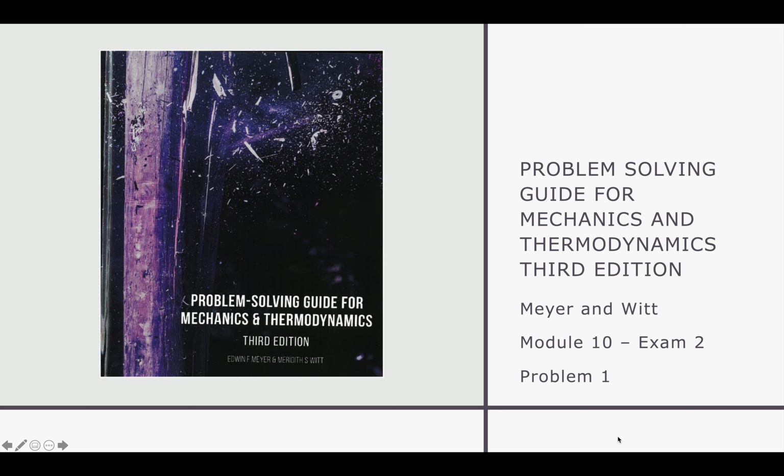This is a walkthrough of Problem 1 on Practice Exam 2 of Module 10 in the book Problem Solving Guide for Mechanics and Thermodynamics. We have a 500-gram chunk of brass at 800 degrees Celsius. We quench it in 2 kilograms of water that starts at 20 degrees Celsius. What's the final equilibrium temperature of the water? The specific heat of brass is 380 joules per kilogram for every degree Celsius.